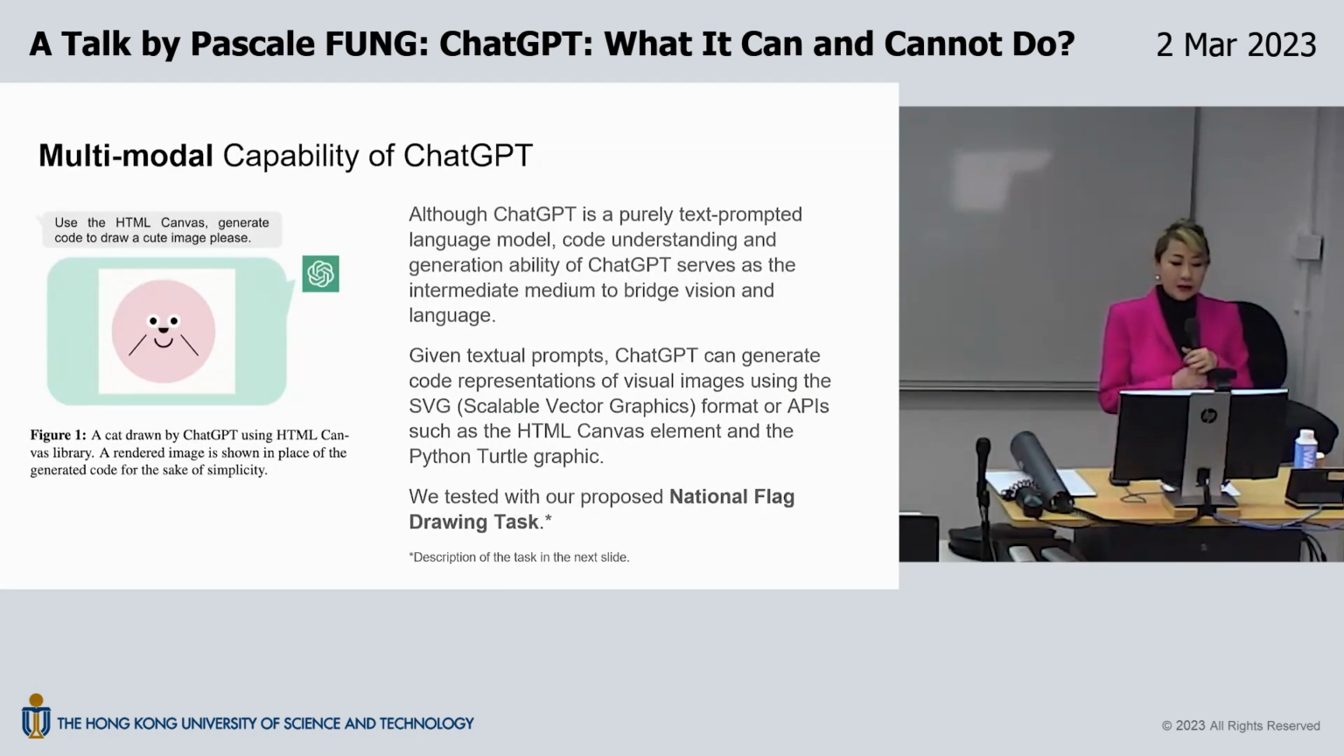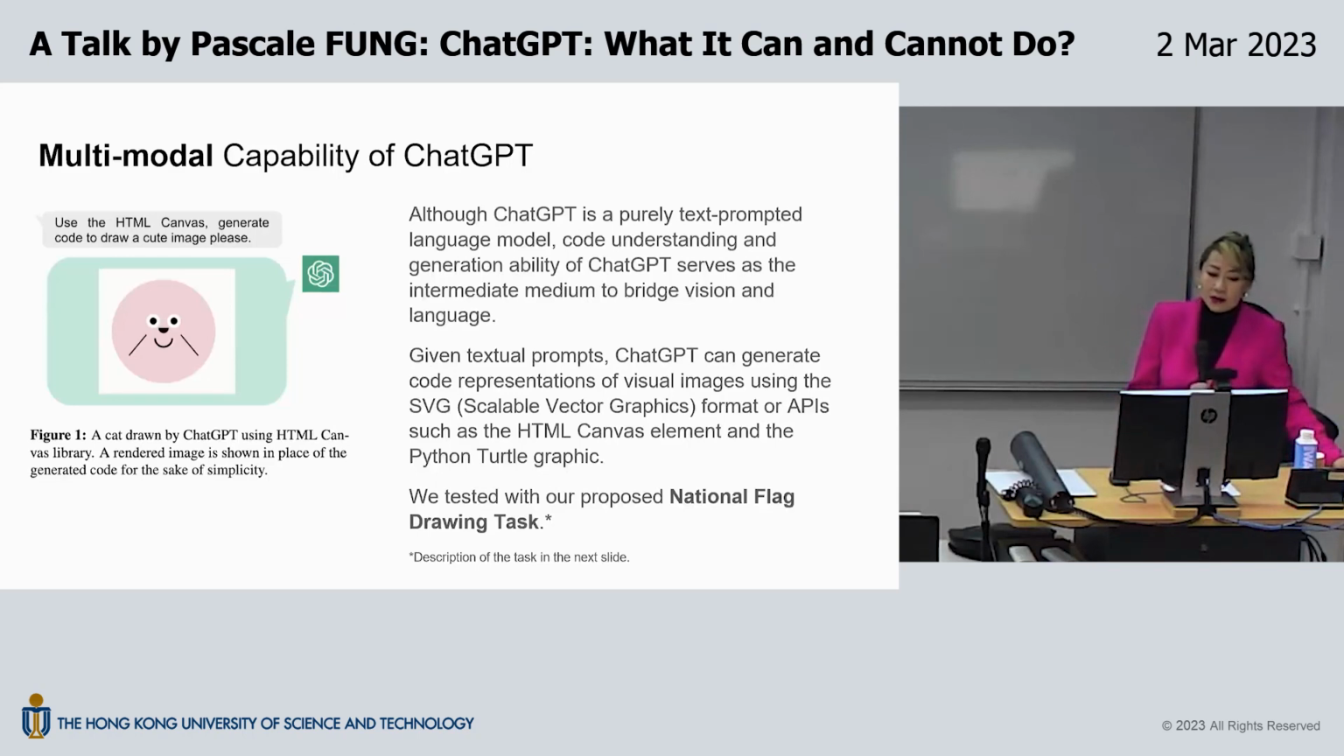And then we look at the multimodal capability. People think ChatGPT is a text language model. It only has textual information. So we cannot use it to recognize images, right? For images, we use models like DALL-E, right? Or stable diffusion can generate images.